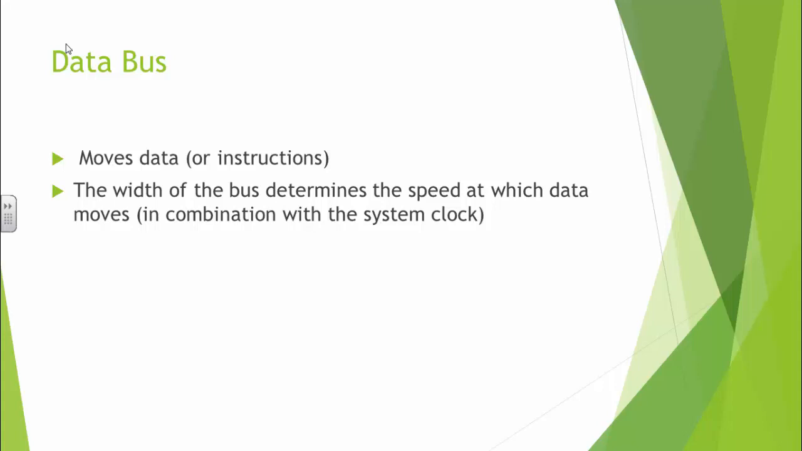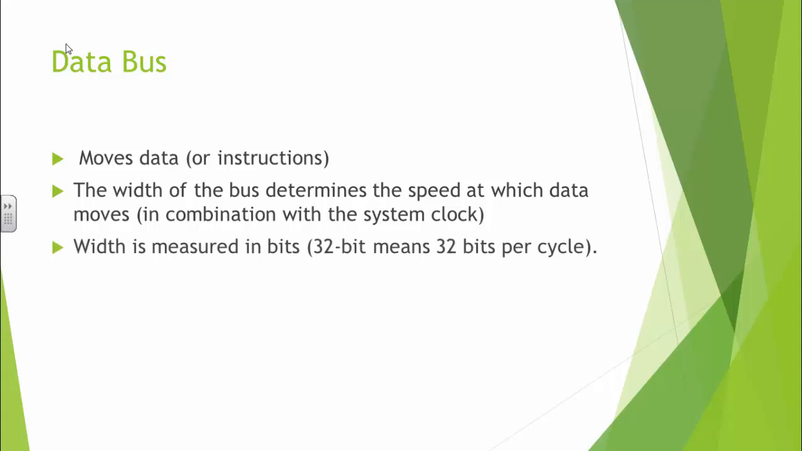So the number of wires that make up the bus determines how much data can move in a given clock tick. So we'll typically talk about bits, because 1 bit can move for each channel that we have. So if we have 32 bits, this means we can move 32 bits per cycle. And so some buses may be 8-bit, 16, 32, 64, depending on the situation.